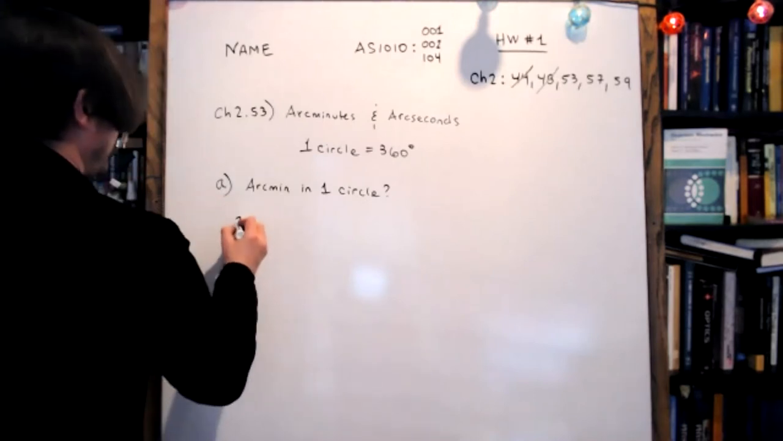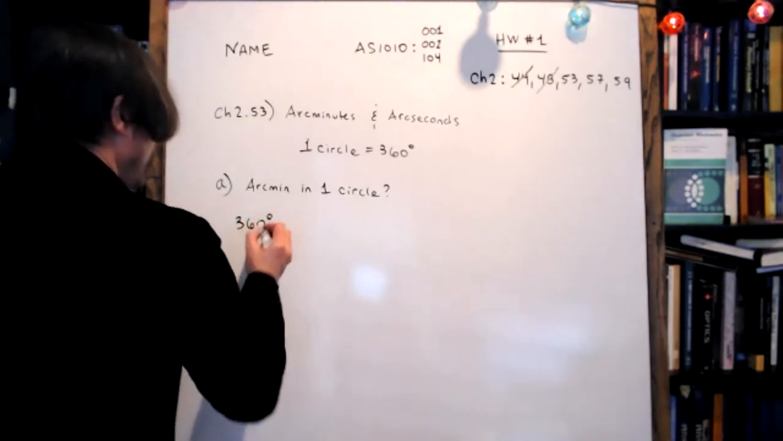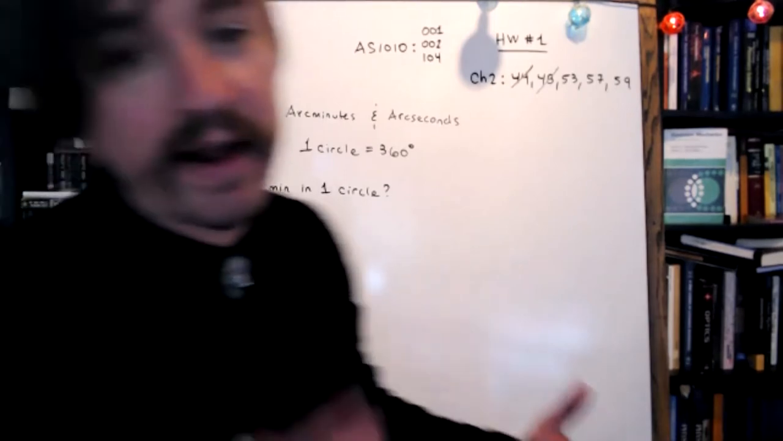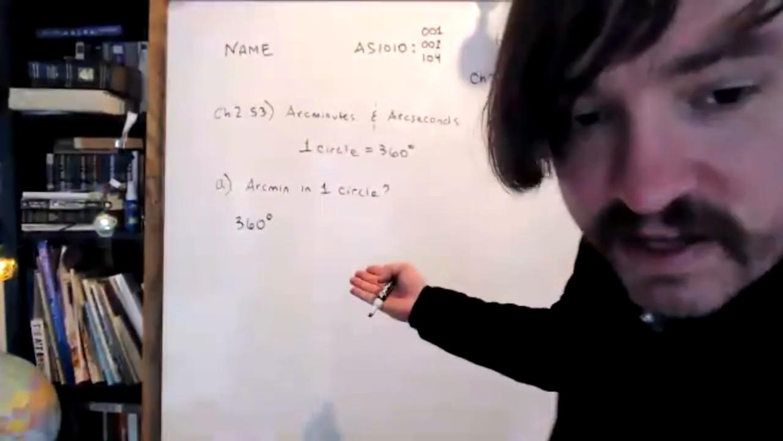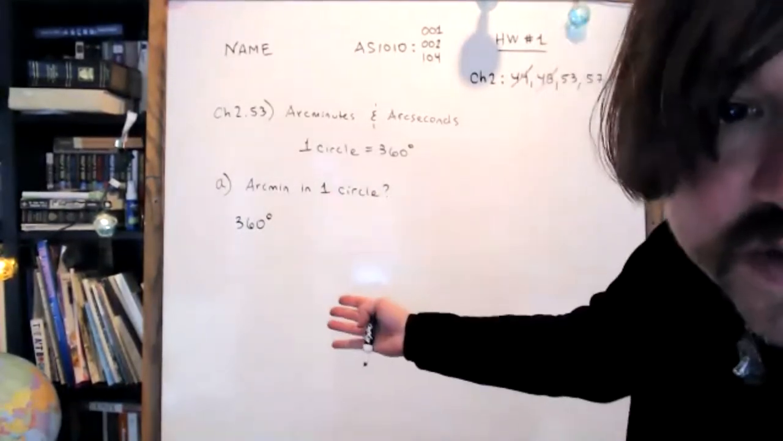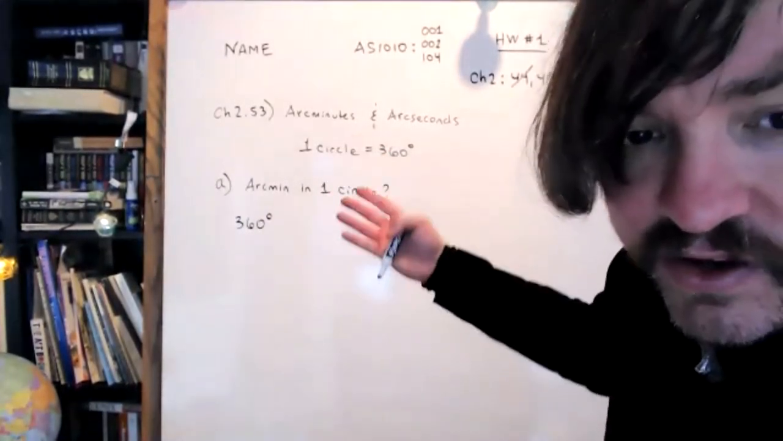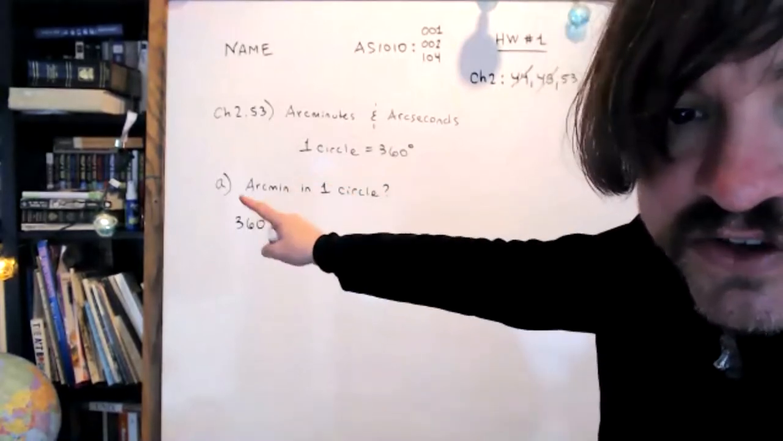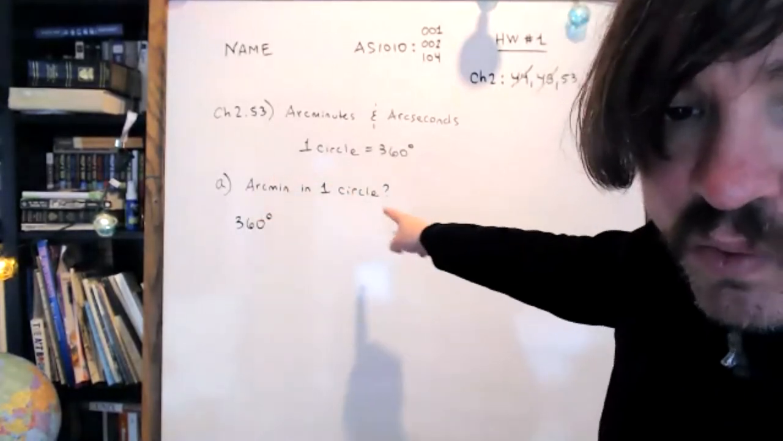The number we're trying to convert, and by the way, the point that I just made there, I hope you guys understand, the point is sometimes it's hard to get started. Sometimes you can get confused just trying to figure out what you're trying to convert. They asked you how many arc minutes were in one circle.